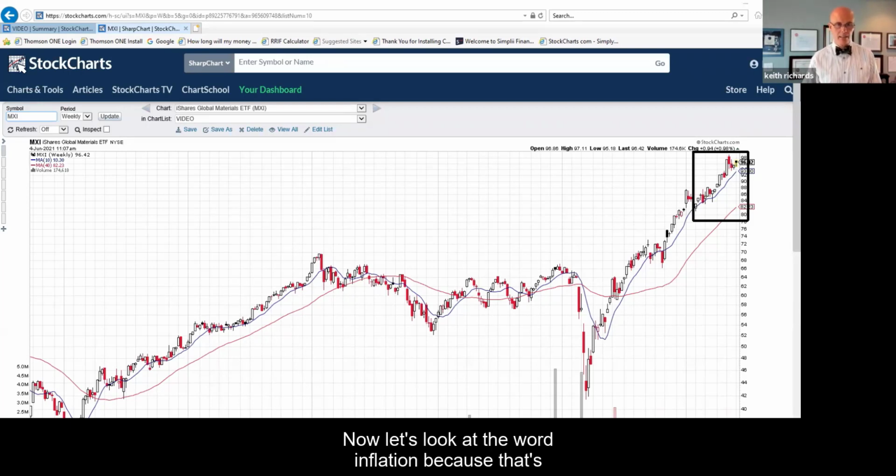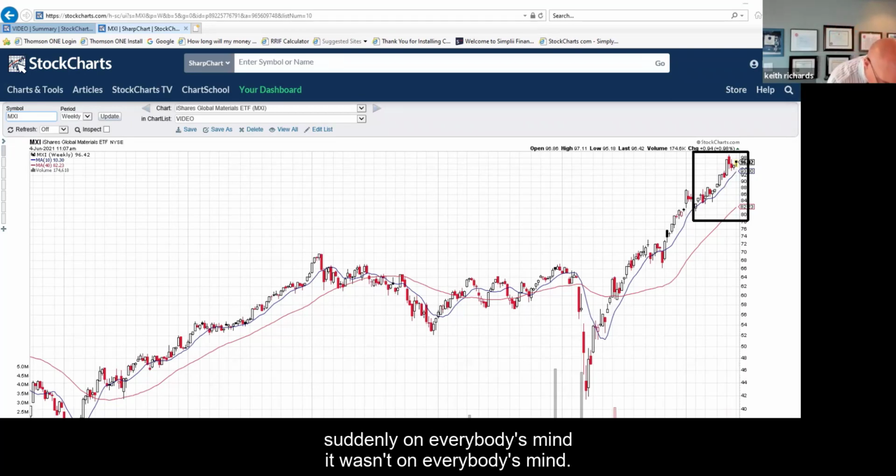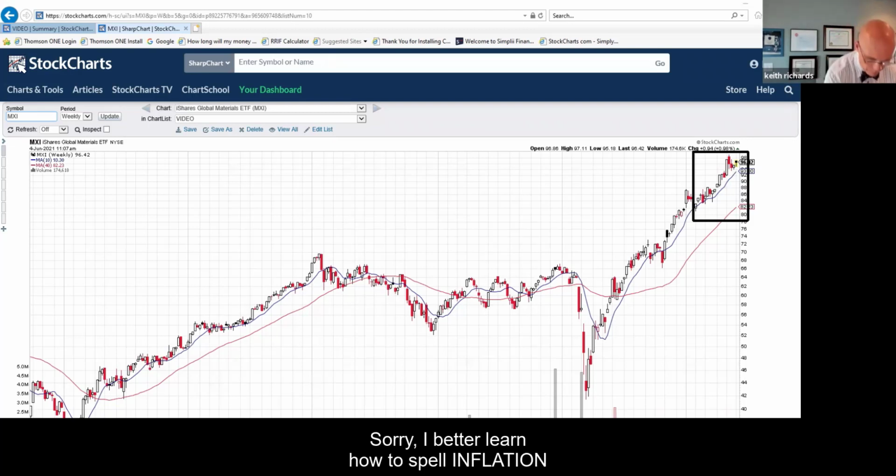Now let's look at the word inflation, because that's suddenly on everybody's mind. It wasn't on everybody's mind when, sorry, I better learn how to spell.